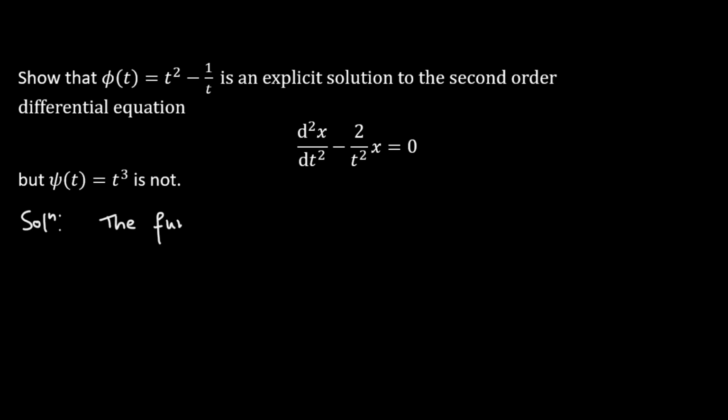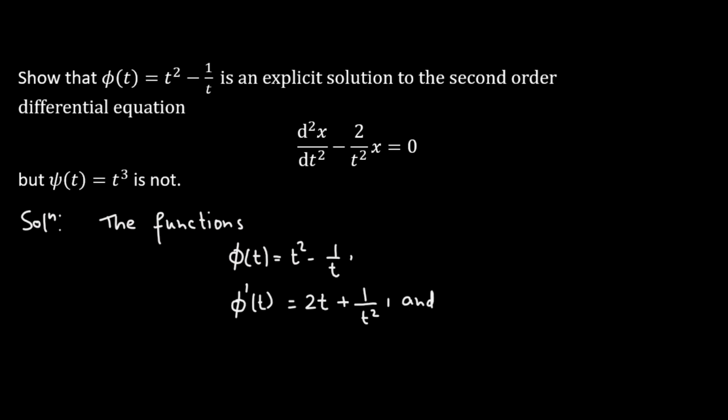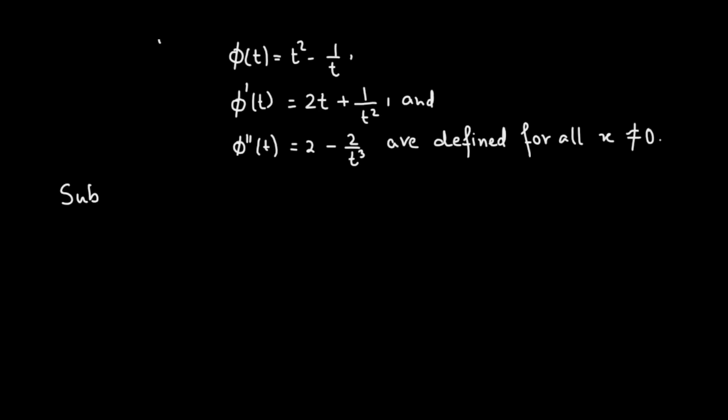For the function phi of t equals t squared minus 1 over t, we take the derivative of phi with respect to t, which gives us 2t plus 1 over t squared, and the second derivative of phi of t with respect to t is 2 minus 2 over t cubed. These are defined for all values of t except at 0. Now substitute these values into the differential equation.